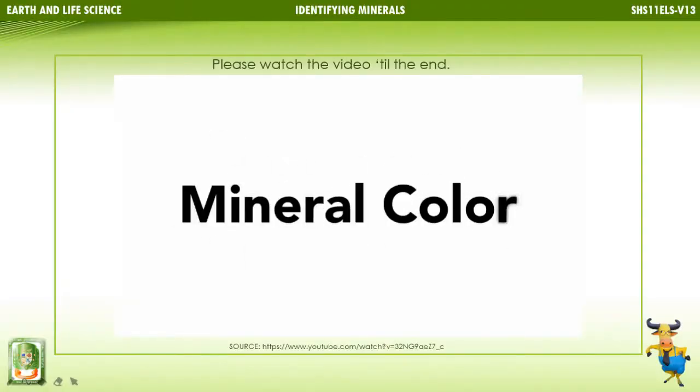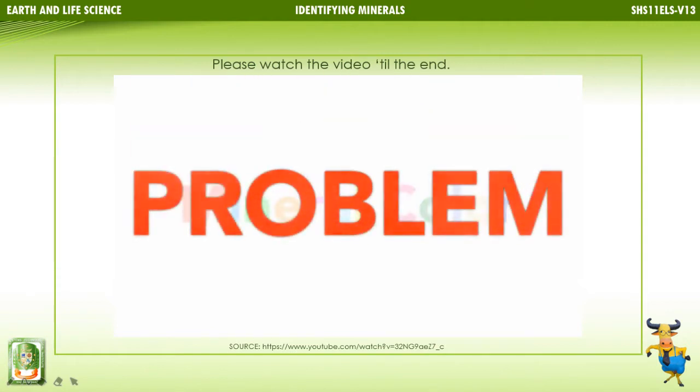So let's talk about mineral color. Now, you might think mineral color is a good, simple characteristic to use for mineral identification. After all, minerals exist in all different colors. Why not use that as a jumping off point? But the fact is, there's a problem. There's a problem with using color to identify minerals, and let me explain what that problem is.